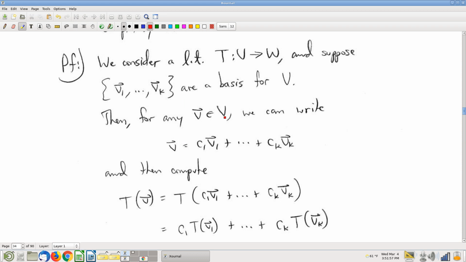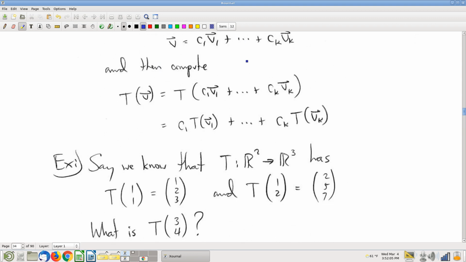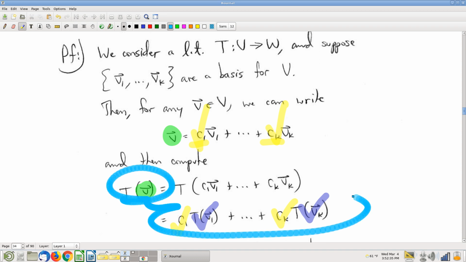We were given, in the statement of the question, the images of a basis. So these T of V1 through T of Vk, those are given. Whatever vector V we have, I can find these corresponding coefficients. These are coordinates. Y'all remember how to compute coefficients, right? That's just this little algorithm from Chapter 2. So I can compute those coefficients. And therefore, like I say, we're done. I can compute T of V for any vector.